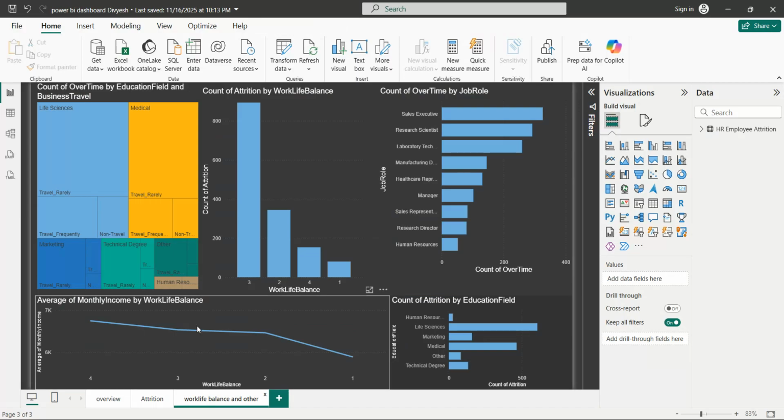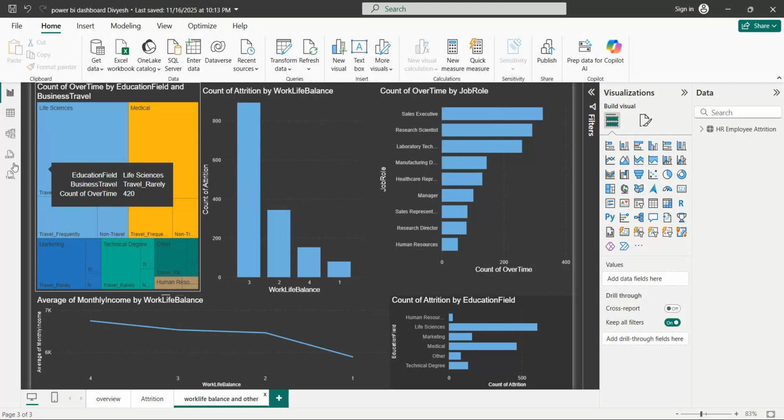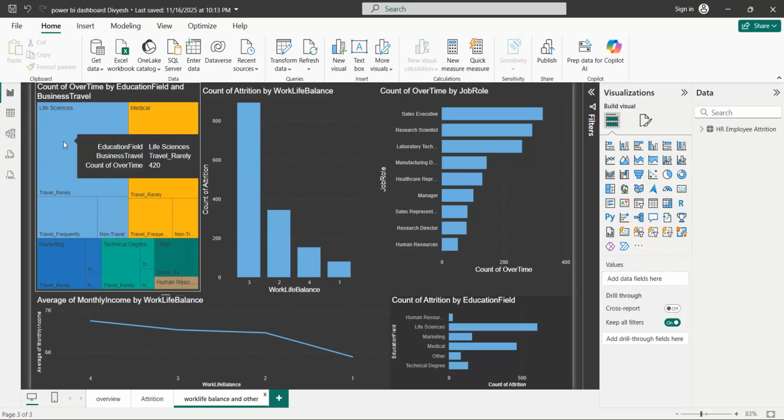So this section focuses on understanding attrition through education field, business travel, work-life balance, overtime, job role, and monthly income. So this page of the dashboard reveals how lifestyle factors, travel frequency, and educational background impact employee turnover. So this is the tree map, count of overtime by education field and business travel. This shows the distribution of employees doing overtime categorized by the education field and business travel frequency. So these two. So what are the key insights from it?